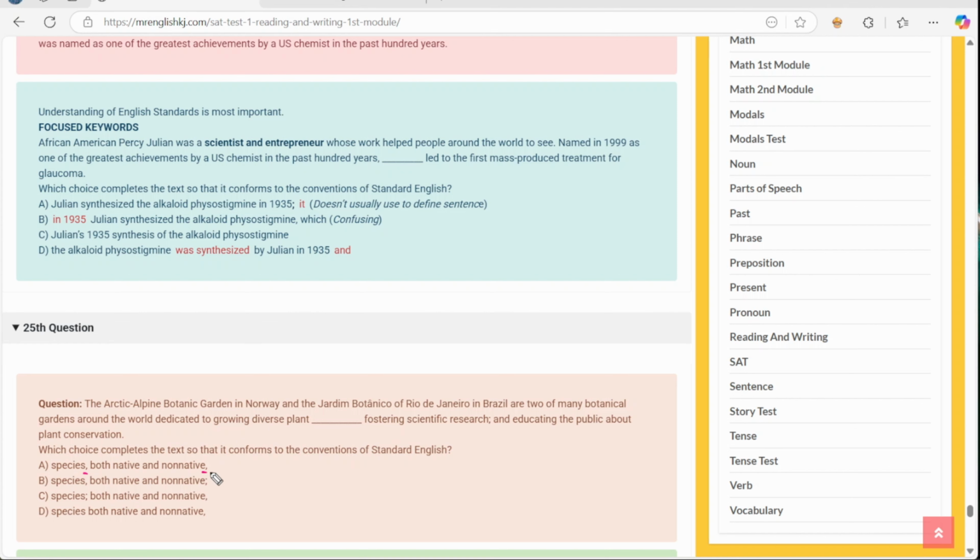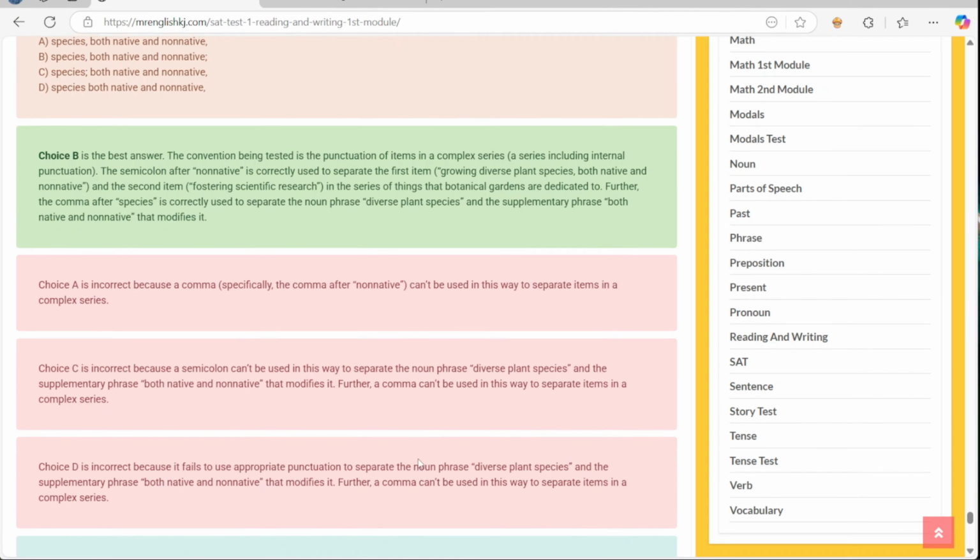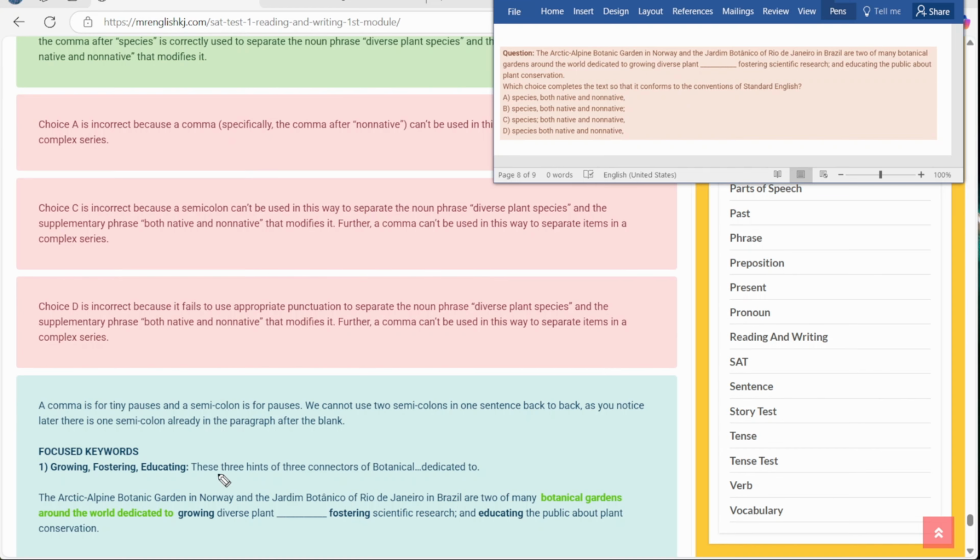25. Now, which choice completes the text so that it conforms to the conventions of standard English? Focus here. You notice everything is the same, right? Now, "species both native and non-native" is incorrect. If you read it properly, you will find a lot of things here. Let's take a look. Notice botanical gardens around the world dedicated to growing, fostering and educating. There are 3 sentences that we are combining.